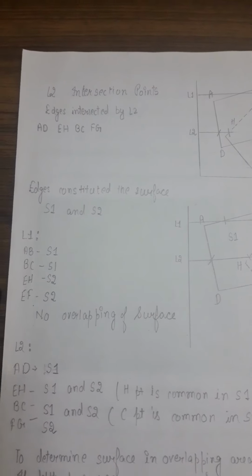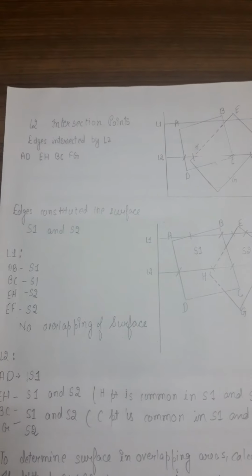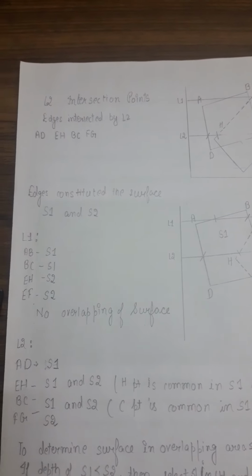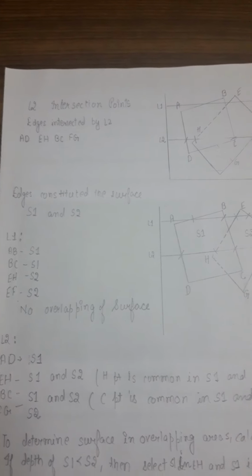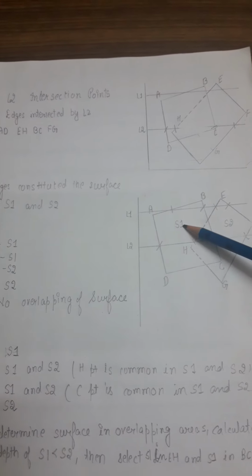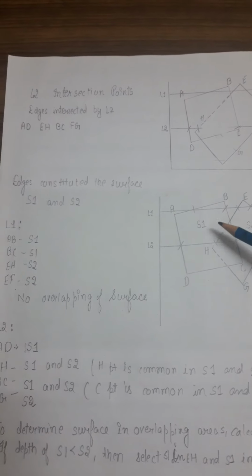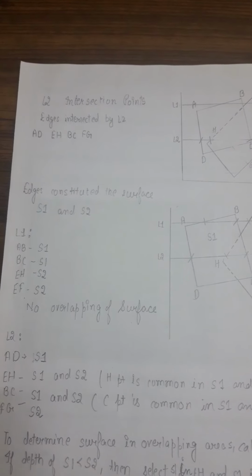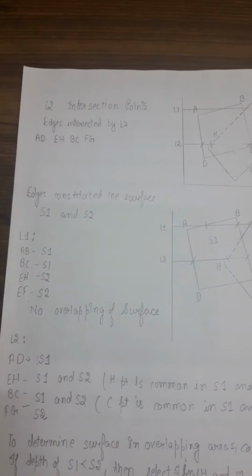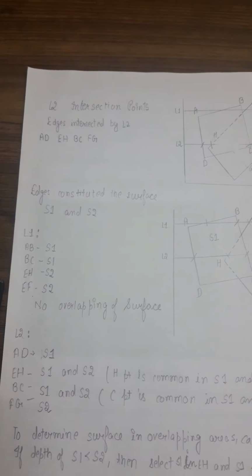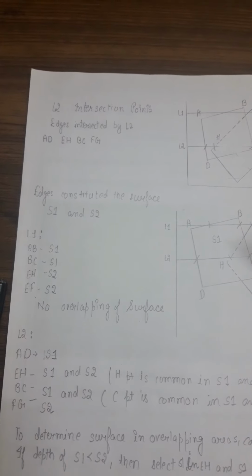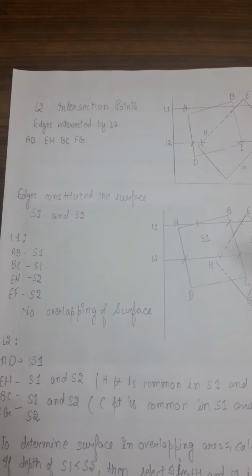Now, since we have evaluated the edges which the scan line is intersecting, next we will see which edges are part of a particular surface. So we have defined two surfaces here. First is surface S1 and second is surface S2. S1 is the surface of ABCD and S2 is the surface of EFGH, right? So we will see which edges each surface contains. Firstly for L1. When L1 is passing through the polygon, it is intersecting edges AB, BC, EH and EF.